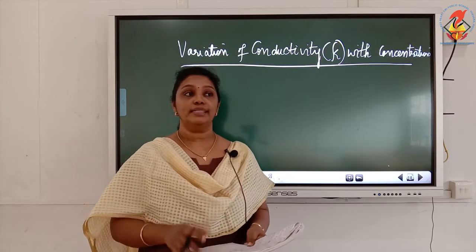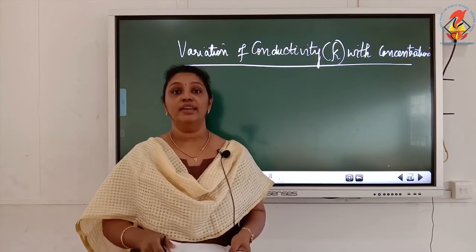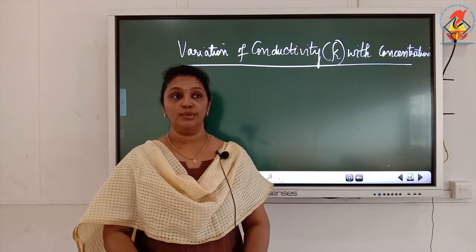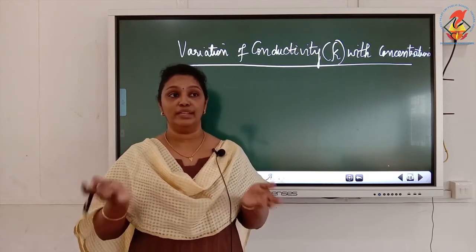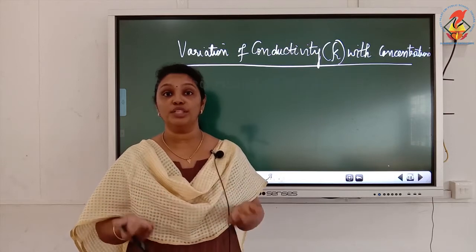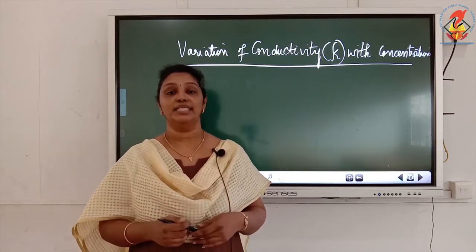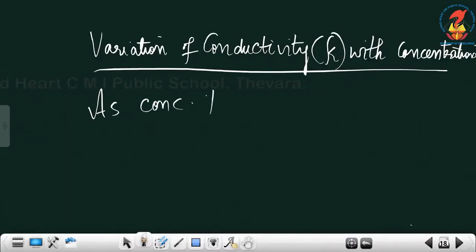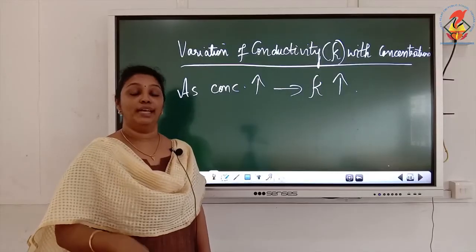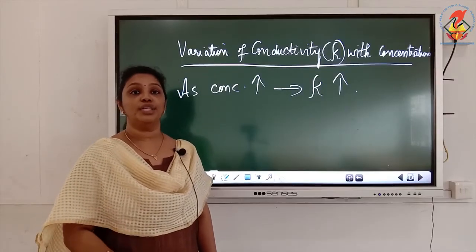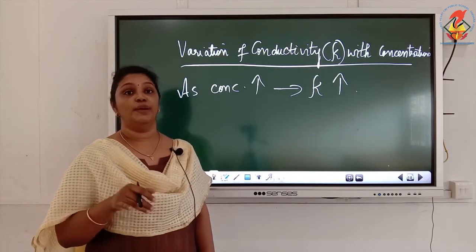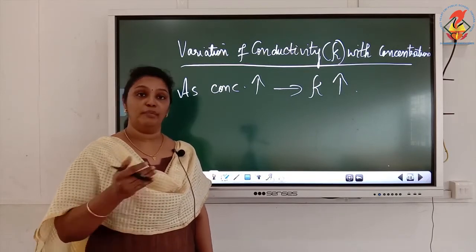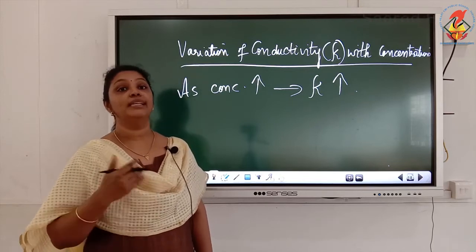Now let us see what happens to conductivity when concentration increases. We know that as concentration of the solution increases, the number of ions per unit volume increases, so conductivity increases. Now, what happens when you dilute the solution? On dilution, the number of ions per unit volume decreases. So if the number of ions decreases, conductivity decreases.